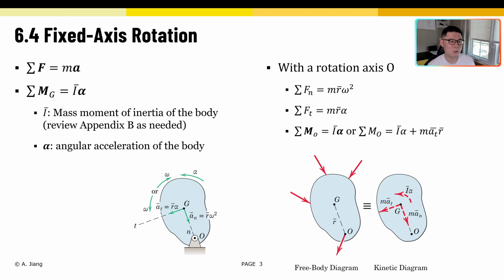Looking at the kinetic diagram here, we still have three equations to solve: the n direction, the t direction, and the moment, just like the xy coordinate system, right? Except we have n and t versus x and y.